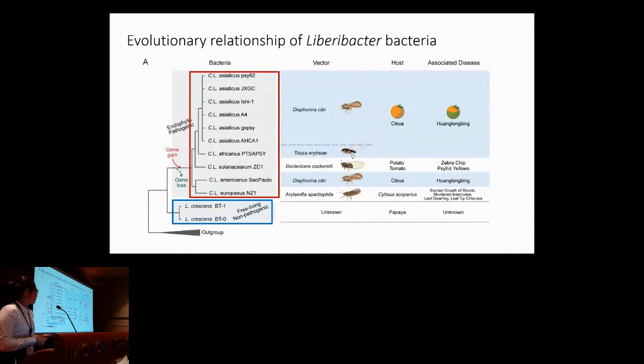Based on this pattern, that is, the ancestor is non-pathogenic but the descendants are pathogenic, we hypothesize that there are some unique genes, including virulence factors and toxins, which were introduced at the common ancestor of all pathogens. And we believe that these toxins could contribute to the pathogenicity in Liberibacter.